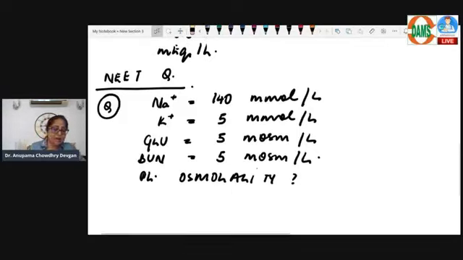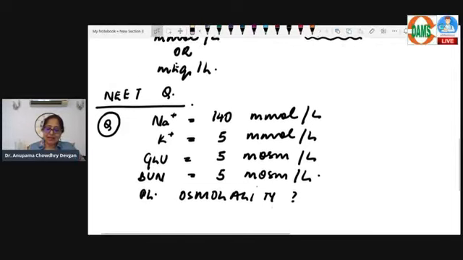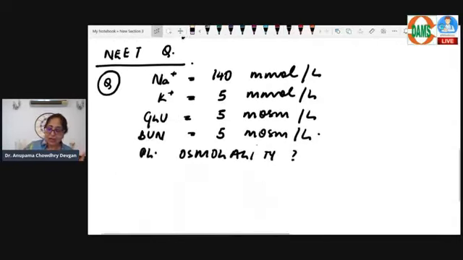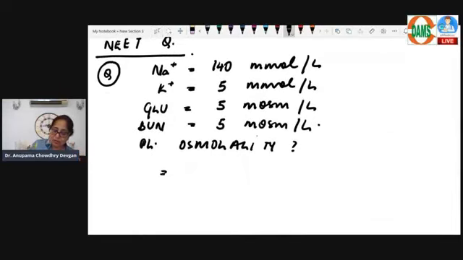Now, what about the chloride ion? You must understand, we have multiplied sodium and potassium by 2. Why did we multiply by 2? Because along with sodium and potassium, there are anions which are associated, including chloride and bicarbonate. So chloride and bicarbonate get included in this factor of 2. Now, plasma osmolality is 2 into sodium plus potassium.